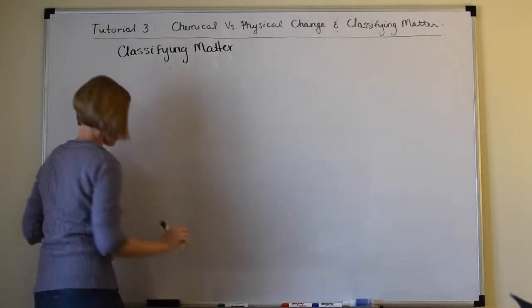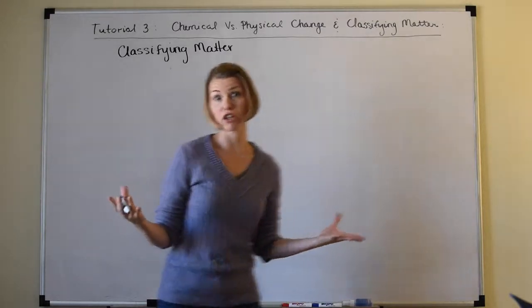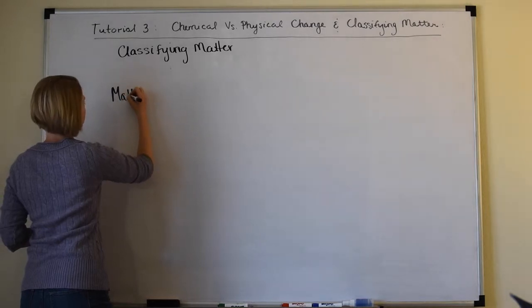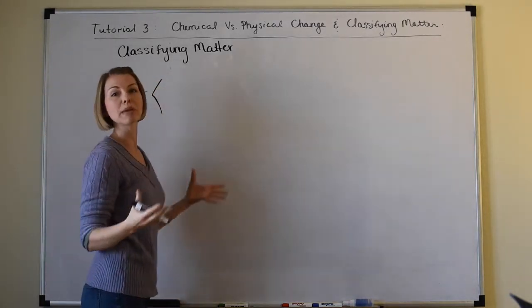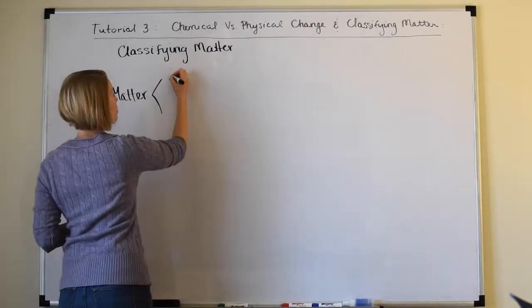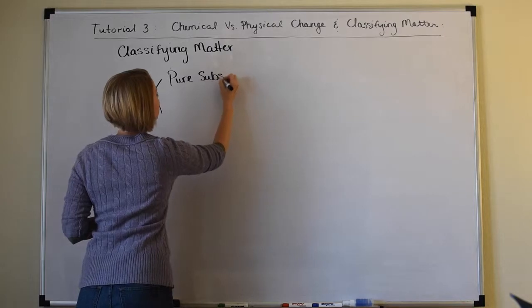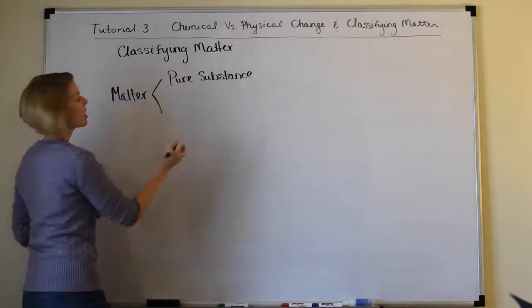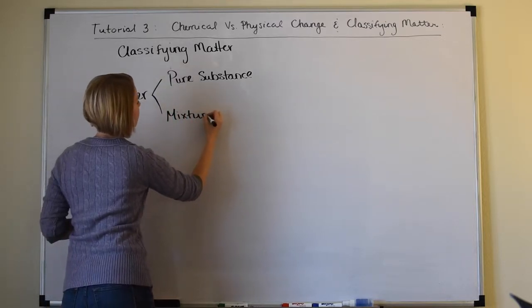Matter is a very vague term, really. We said matter is anything that has mass and occupies space, a very vague term. Matter can be further subcategorized as being either a pure substance, I'm going to make a little flow chart here, or a mixture. It's one or the other, it's not both.